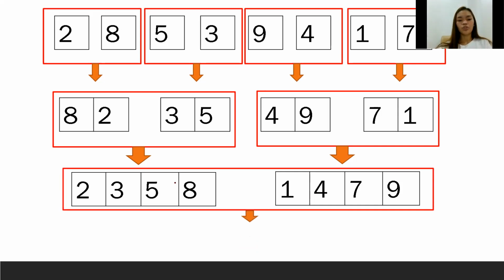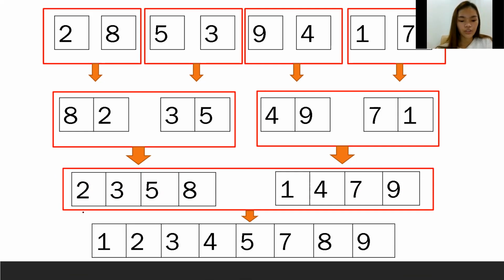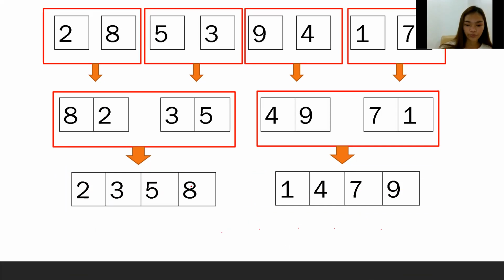Then put them all together and sort from the lowest number to the highest number. So this is the result: 1, 2, 3, 4, 5, 7, 8, and 9. This is so easy to do for merge sort.